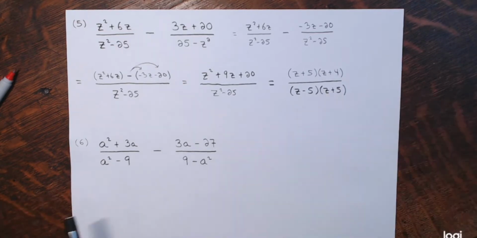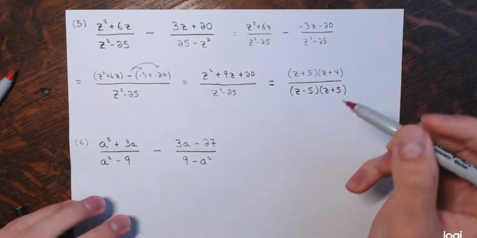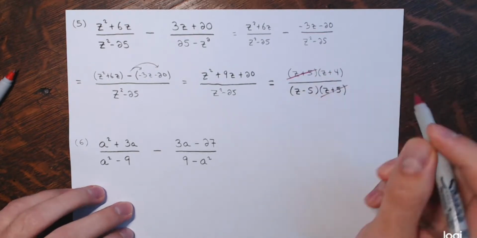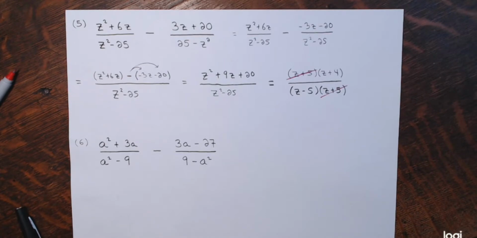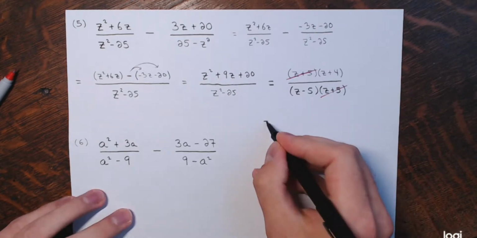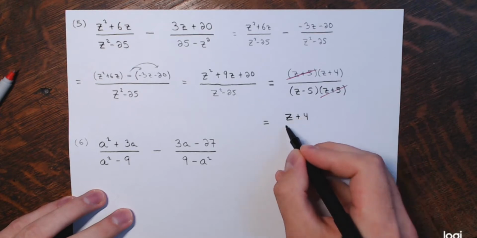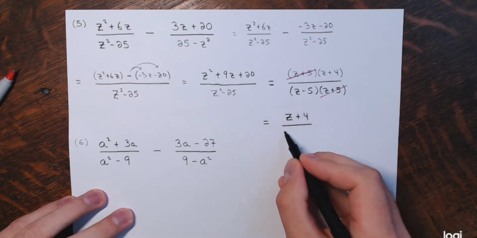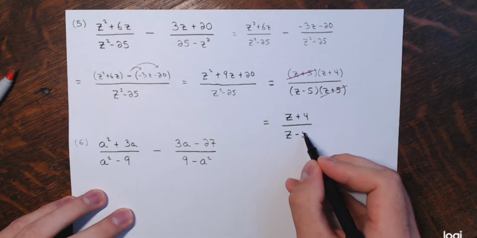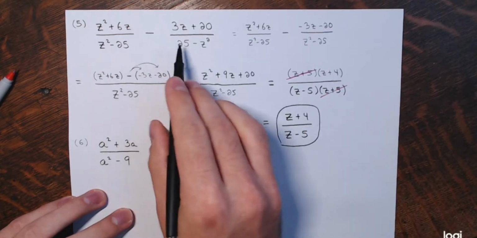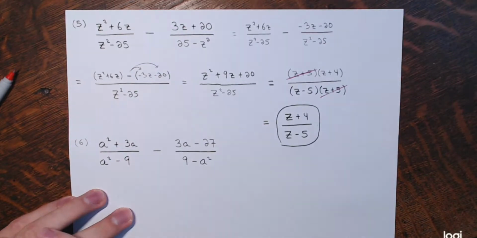And hopefully you're seeing the common factors in the numerator and denominator, right? They both have this common factor of z plus 5. So the expression I end up with is z plus 4 in the numerator over z minus 5 in the denominator. And there you go. That's the simplified difference of these two fractions right here.